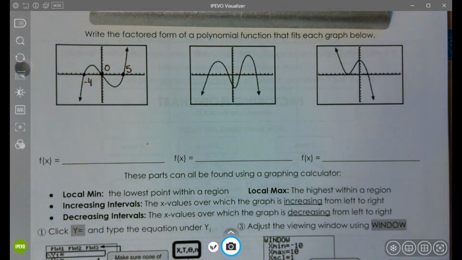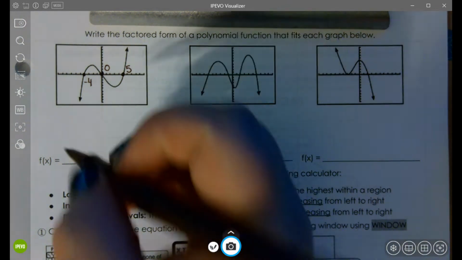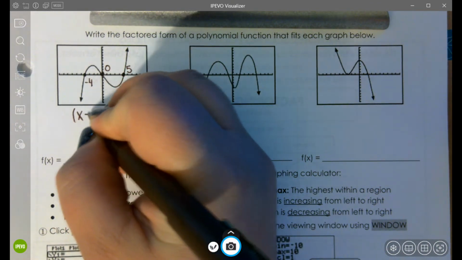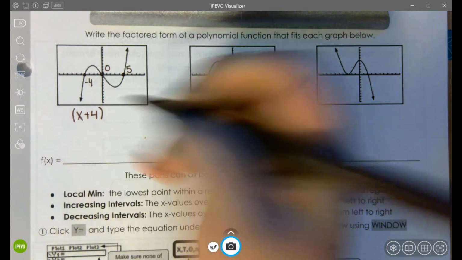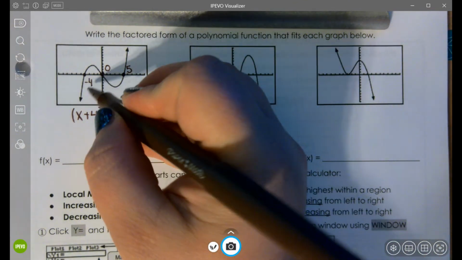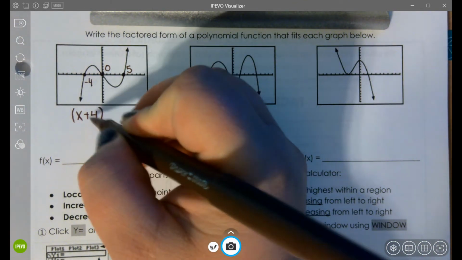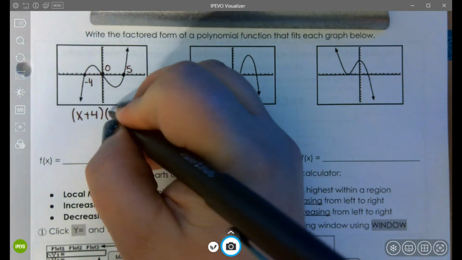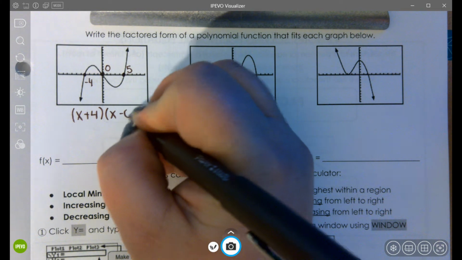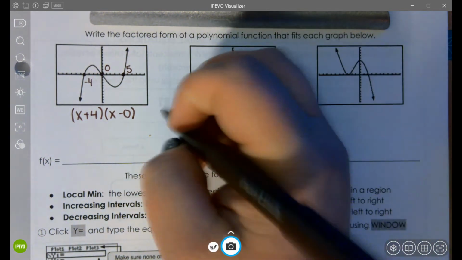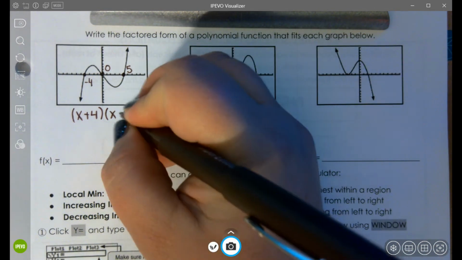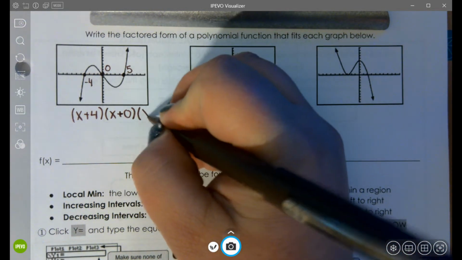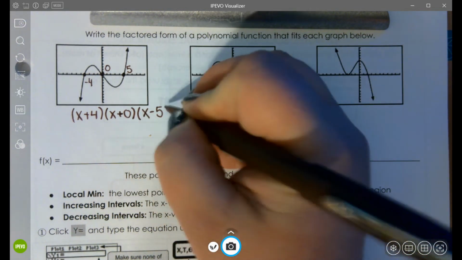And what we're going to do is turn each of those into a factor. So the negative 4 will turn into x plus 4. It always switches signs because you want a number here that will add to 0 with this one. This one will just be 0. Doesn't matter if you put a plus or a minus. Either way is fine. And with the 5, we want it to be the opposite, which will be negative 5.